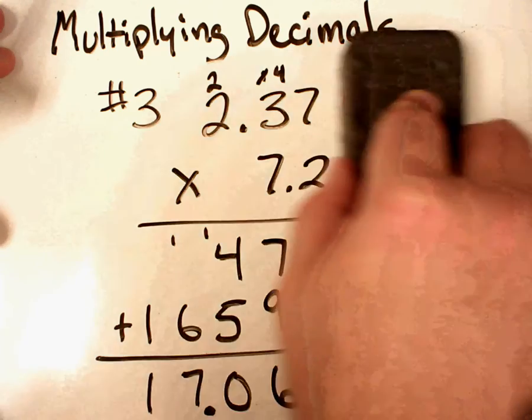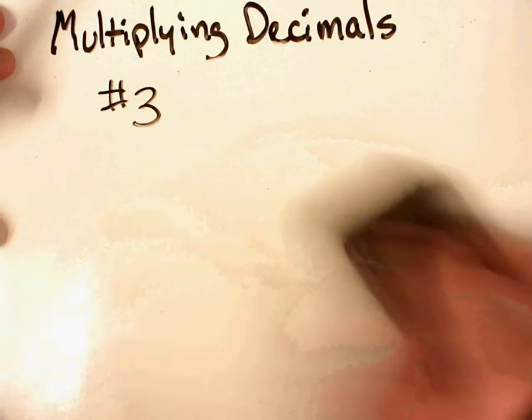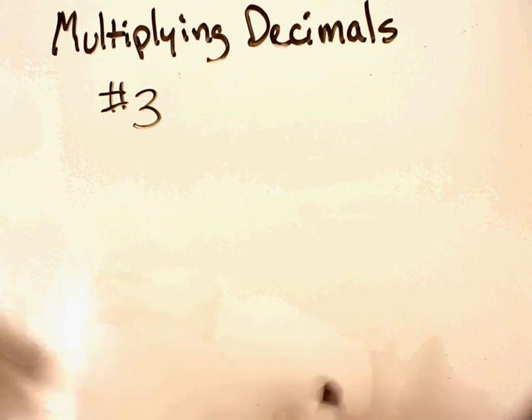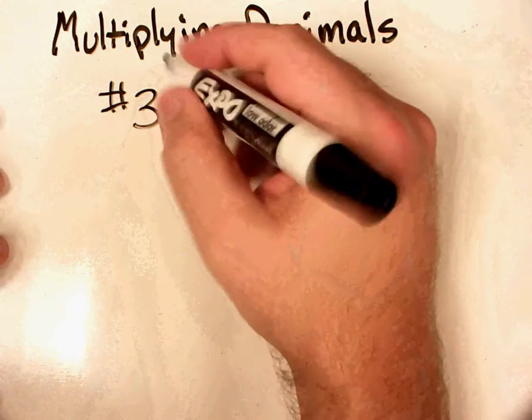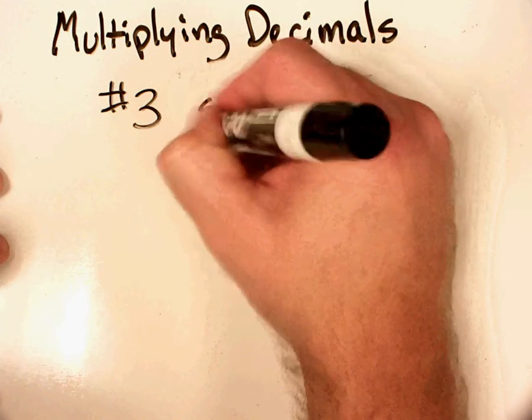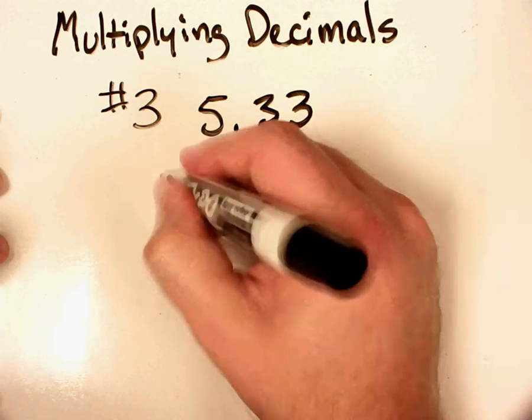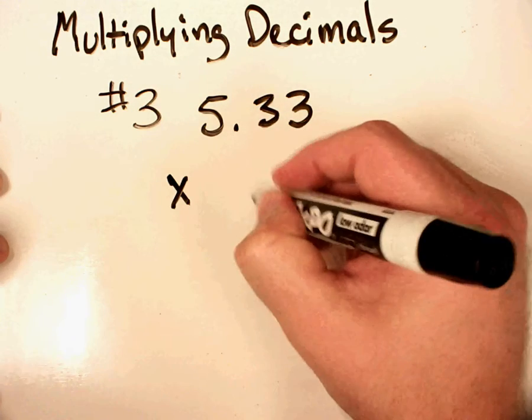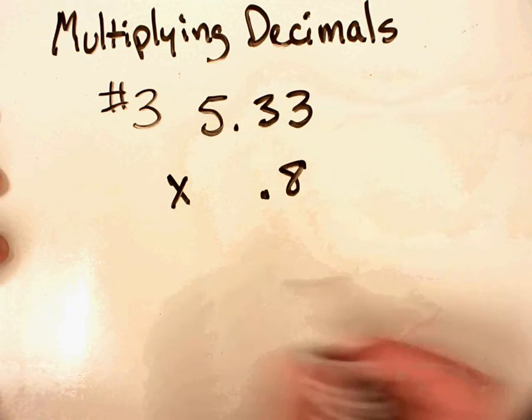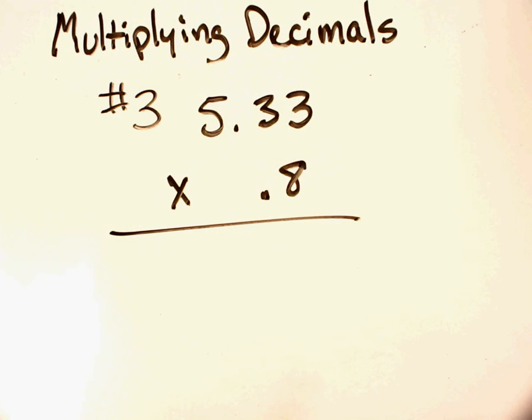All right. And I got way off on that. Okay, so here's the real number 3. The real number 3 is 5 and 33 hundredths times 8 tenths. And I'm not going to write the 0 this time, because I told you before we didn't need it, so I'm not even going to write it this time.